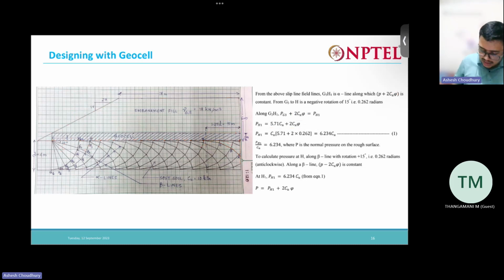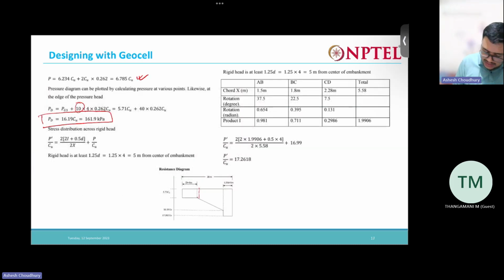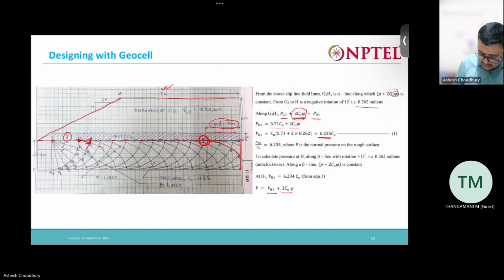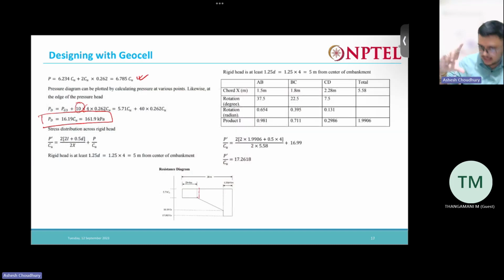What they have done is, at G3, they have added 10 times, I understand. This is 10 jumps times 4 they have done. The 4, I think, they have done for this depth, height, times twice. So this is not clear. Well, leave it. So finally at D point, we get the stress as this much, 60.19 Cu.